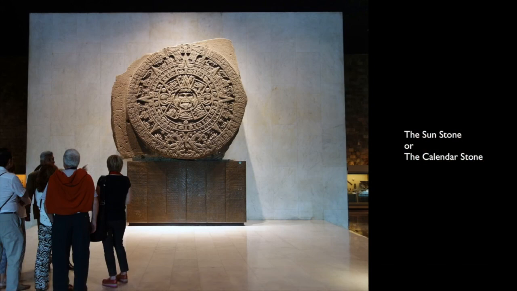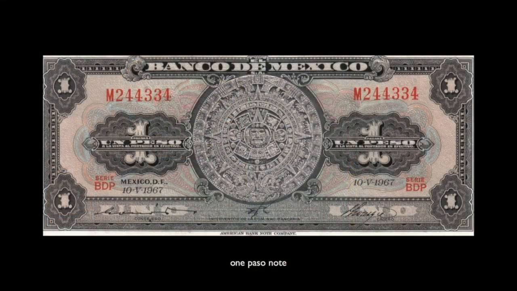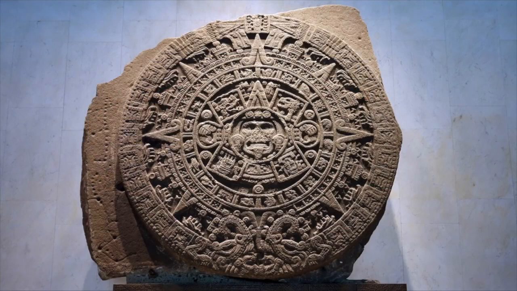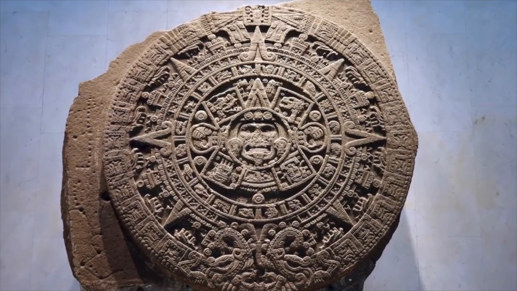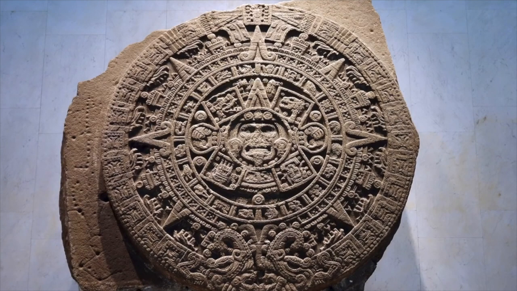Sometimes called the calendar stone, but more accurately called the sunstone. It's become even a modern day emblem of Mexican culture. It looks like a sun. It's got a circular shape. It has rays emanating out. But in actuality, when we look closely, it's an incredibly complicated object.